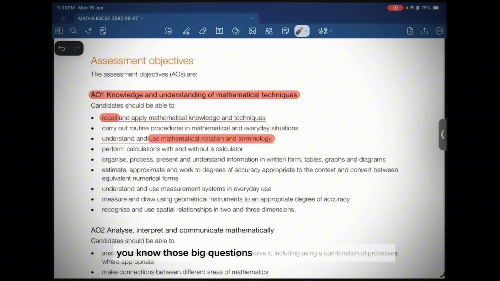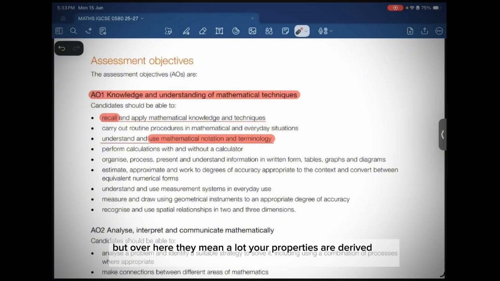Those big questions regarding geometry, five or six markers, where you find the lines, the tangents, and the radiuses, and there are chords. These are all technical terms. We might not use them in our daily life, or even outside of math. But over here, they mean a lot. Your properties are derived from this.